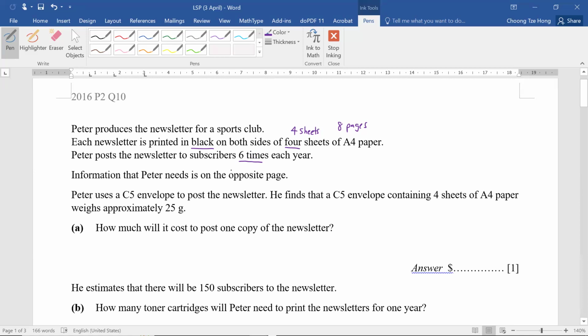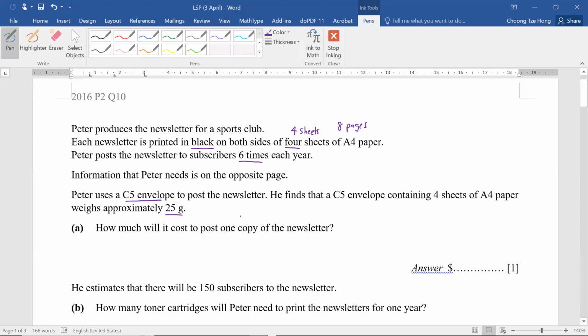Okay, Peter uses a C5 envelope to post the newsletter. He finds that a C5 envelope containing 4 sheets of A4 paper, that means a C5 envelope containing one newsletter, weighs approximately 25 grams. So they ask you how much will it cost to post one copy of the newsletter.